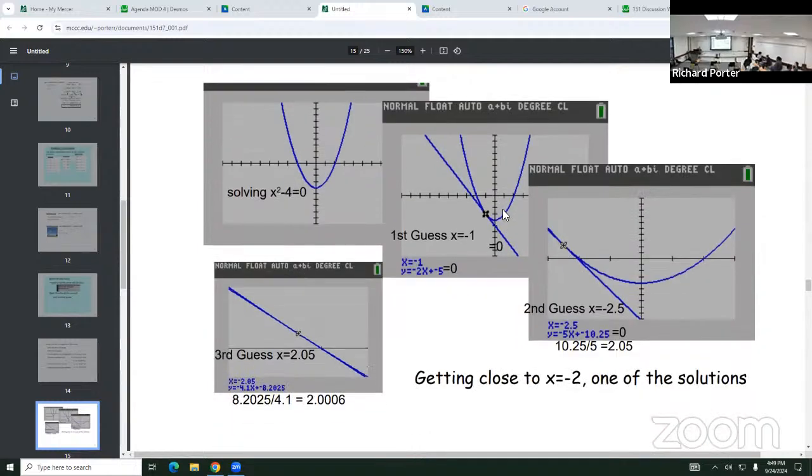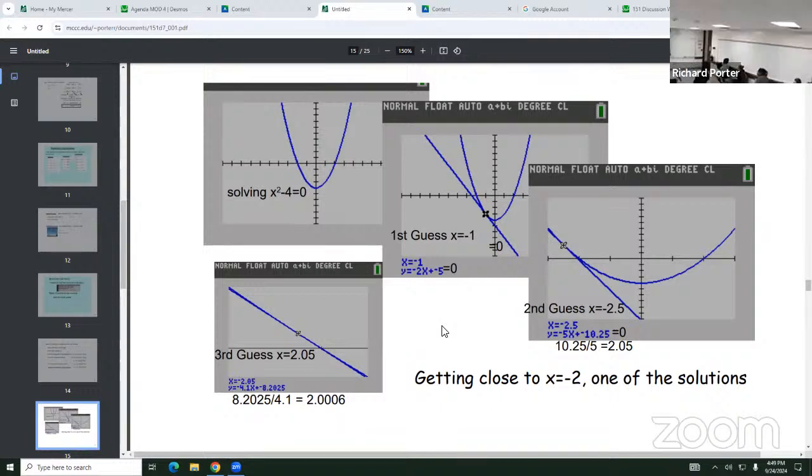This is interesting because this is the old calculator, and finding the 0, it used to be like, give it a left bound, give it a right bound, and then it would say, give me an initial guess. And then it would use Newton's method to find the 0. So we just repeat this process.